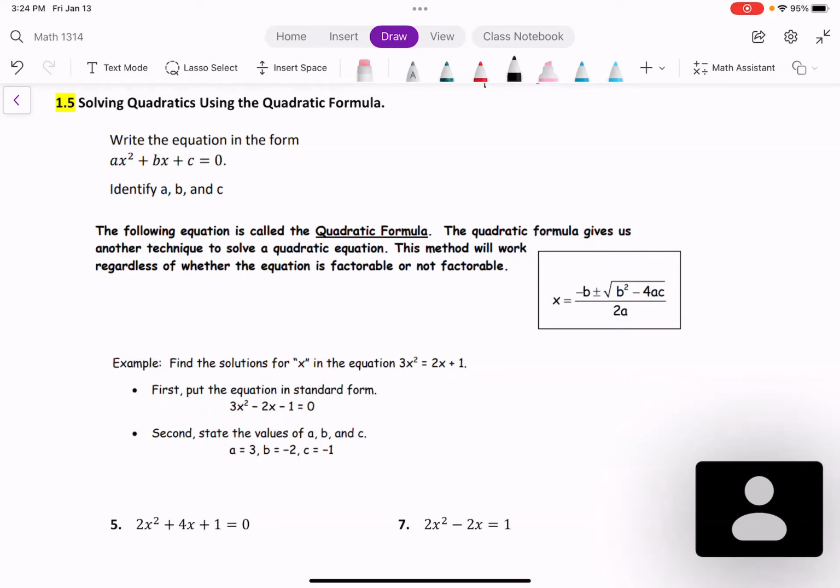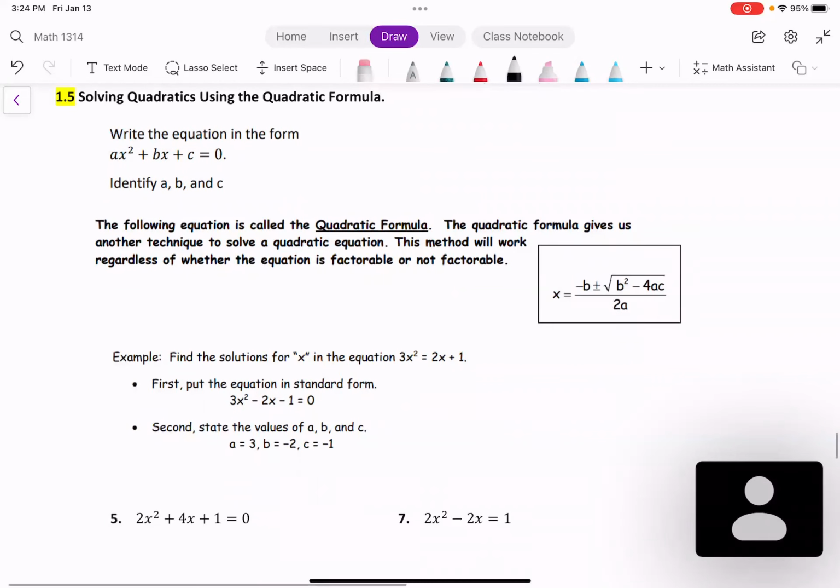For example, if I have an equation which is 3x squared minus 2x minus 1 equals 0, a is 3, b is negative 2, because you see here plus b. So if here we have minus 2x, the b is negative 2. C is negative 1. Second step, use the quadratic formula to find the x.